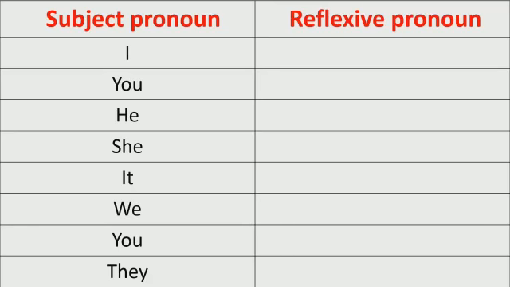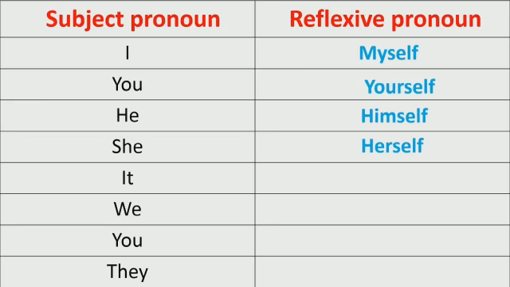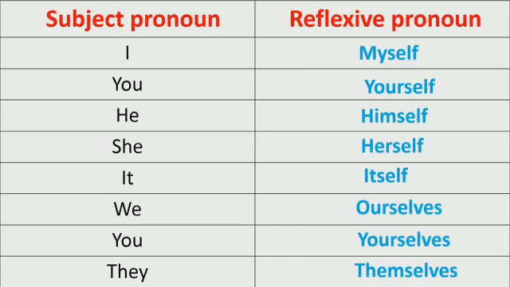So this is just a reminder. So subject pronouns and then reflexive pronouns. So help me with the first one. I, myself. Good. You, yourself. He, himself. She, herself. Good. It, itself. We, ourselves. You, yourselves. Great. They, themselves. Again, the difference between the first you and the other you is that the first one is singular and the second one is plural. Nice.